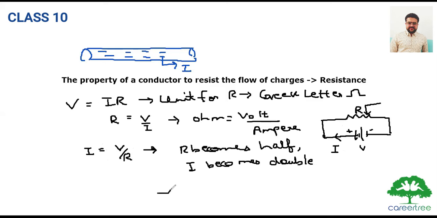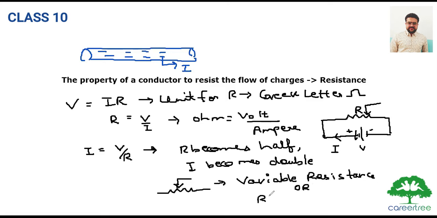So this device or this symbol denotes variable resistance, and the device is also known as a rheostat.